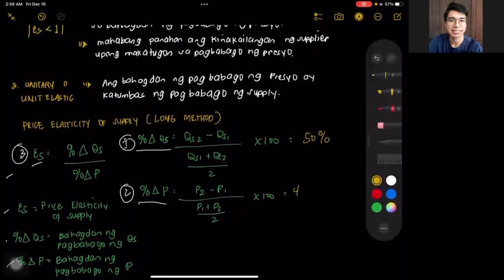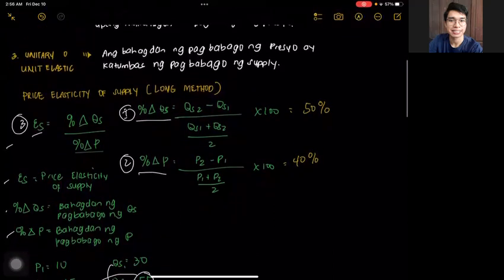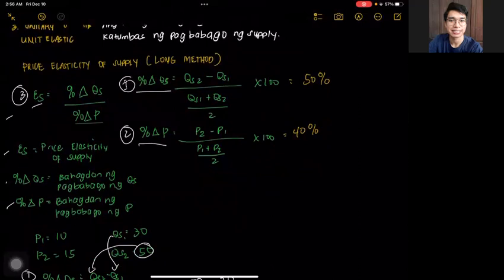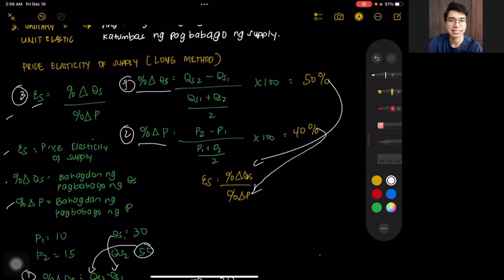So that equals 40%. Now, since we already have the value of the percentage change of QS and the percentage change of price, we can now solve the elasticity of supply. Again, elasticity of supply is the percentage change of QS divided by the percentage change of price. So substitute lang natin ito. We need to substitute here and here.